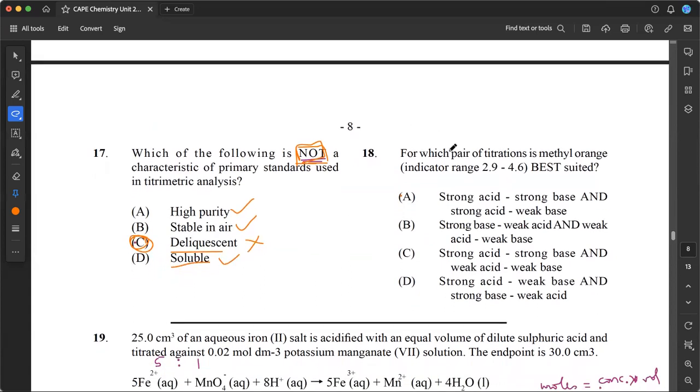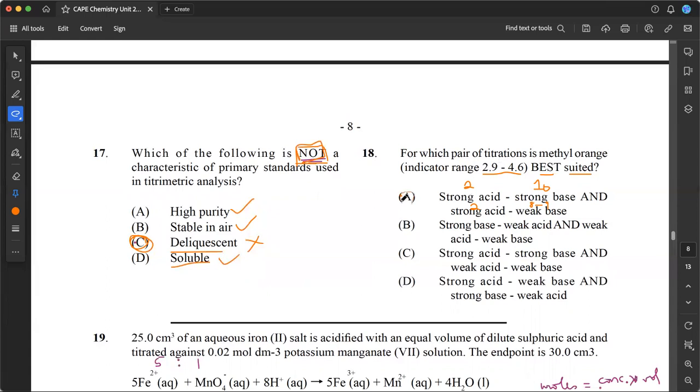18 says, which pair of titrations is methyl orange, which has an indicator range of 2.9 to 4.6, best suited for? All right, so if we have a strong acid, that would have a low pH of, say, maybe 2, and we add a strong base to it that has a pH of anywhere from 10 upwards, right? And if we have a strong acid, again 2, and a weak base that we're adding to that, weak bases of lower pHs in the region of maybe 8 to 9. If we titrate these pairs, can we use an indicator that's in this range? Of course, because it would overlap, right?